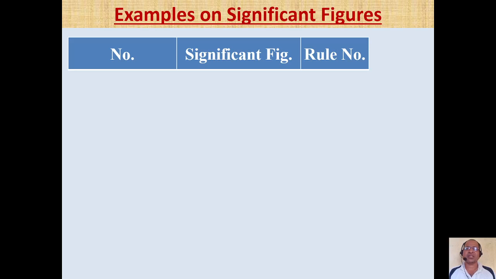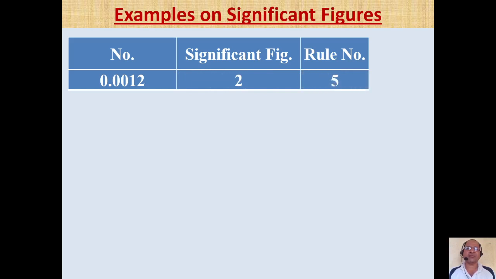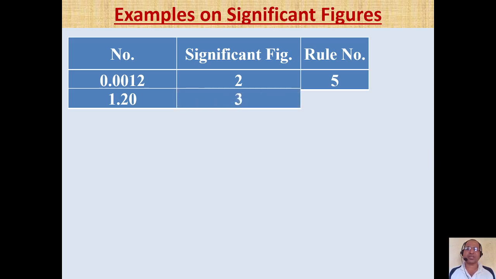Let us study some other examples. 0.0012. Again this number is less than 1. So the first 3 zeros which are before the first non-zero digit 1 are not significant. So this number has only 2 significant figures and rule number 5 comes here. The number 1.20, here only 1 zero is there which is a terminal 0 with decimal, so it is significant. So this number has 3 significant figures and rule number 4 is applied here.